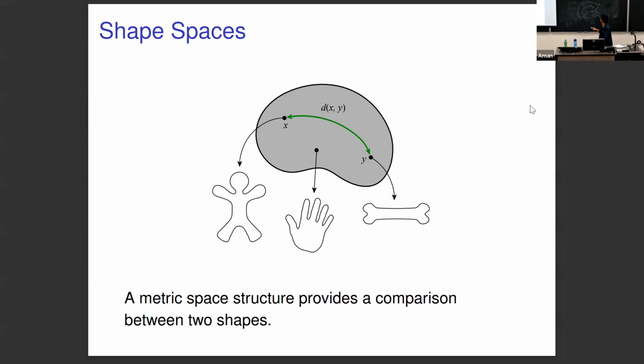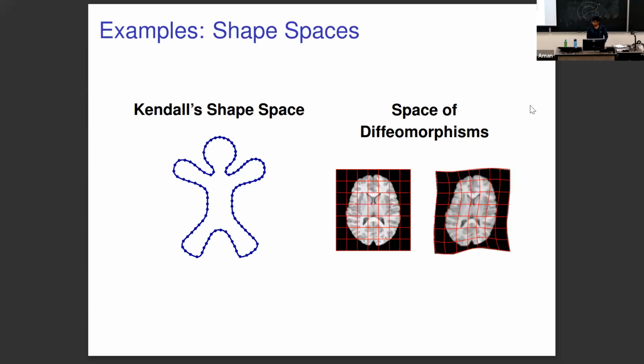So we want this Riemannian metric between X and Y to have some meaning for the shape and be able to identify the differences in the distances and how close these shapes are. This metric is very important. All right, so now let's look at some examples of shape spaces, right?